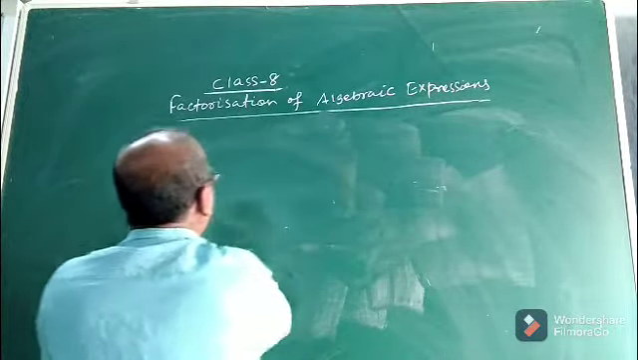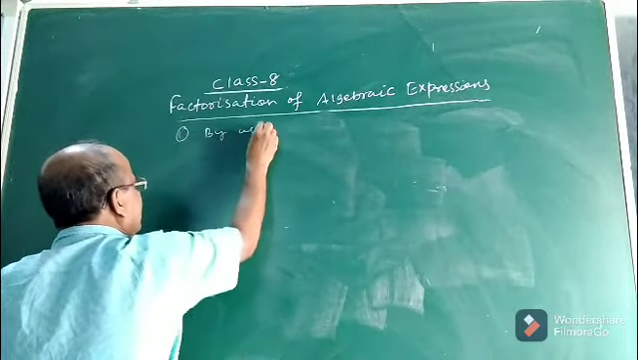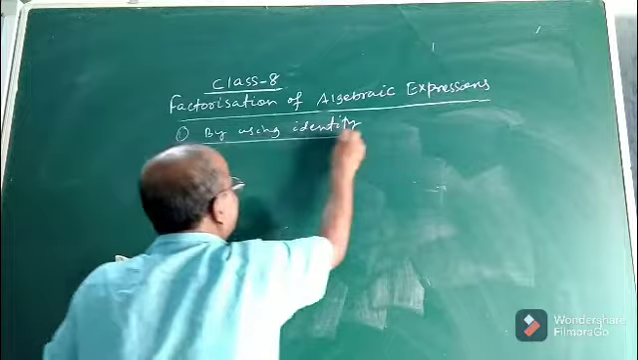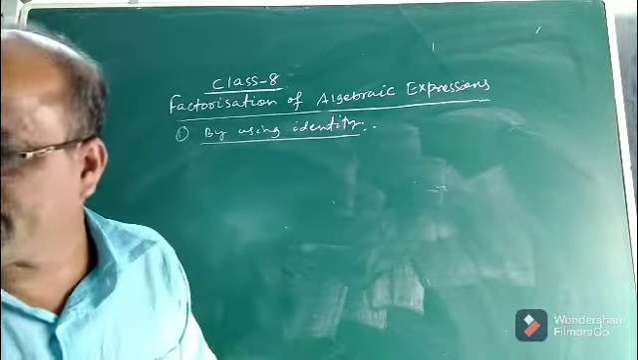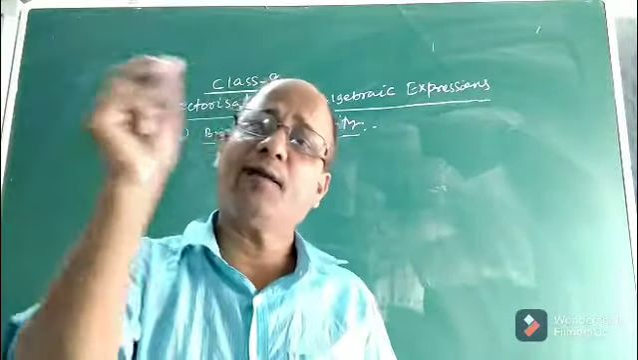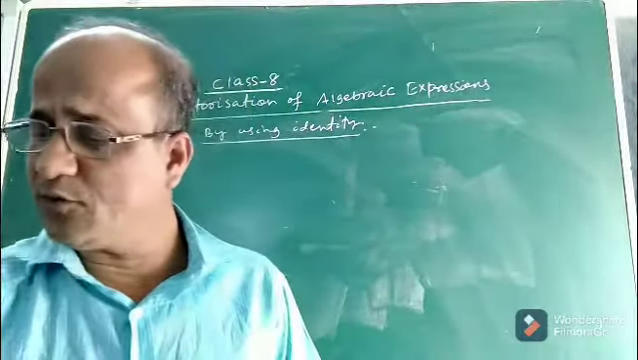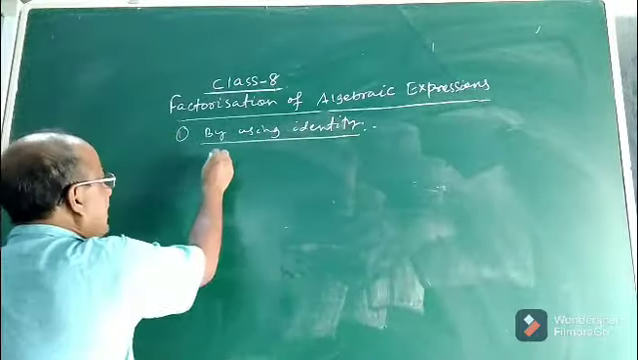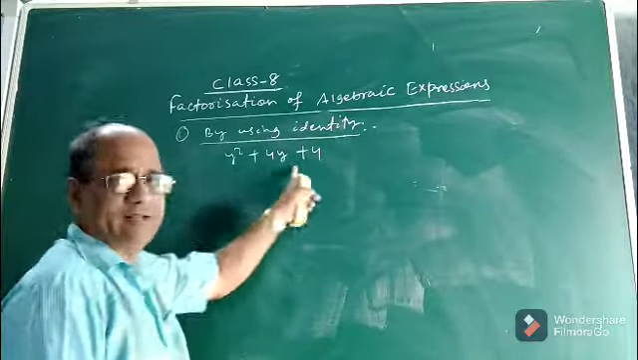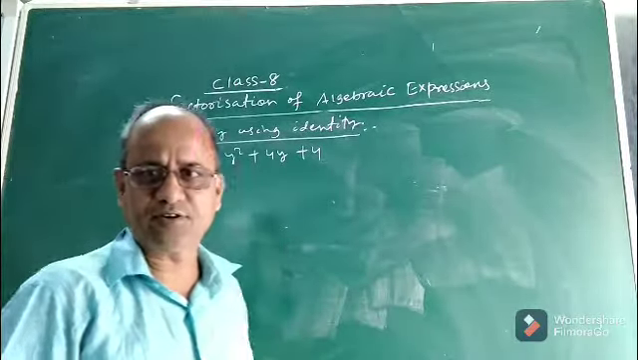Suppose you see, factorization of algebraic expressions by using identity. Whatever 5 algebraic identities we have read, we can apply those identities to factorize algebraic expressions. Let us see how. I am giving one example to make you understand. Suppose you are given an algebraic expression, say y square plus 4y plus 4. Look at this trinomial, and the question is, factorize it.